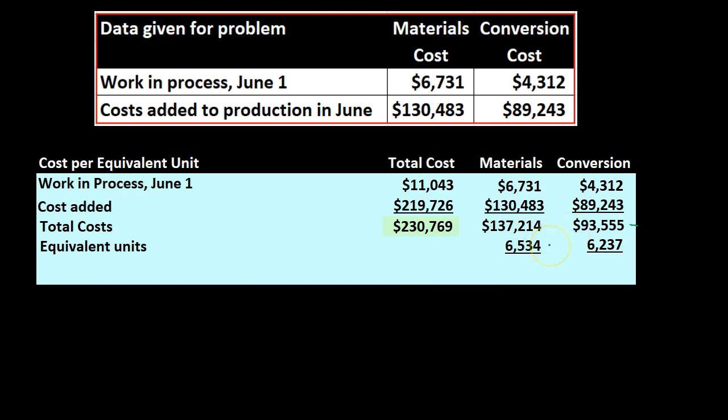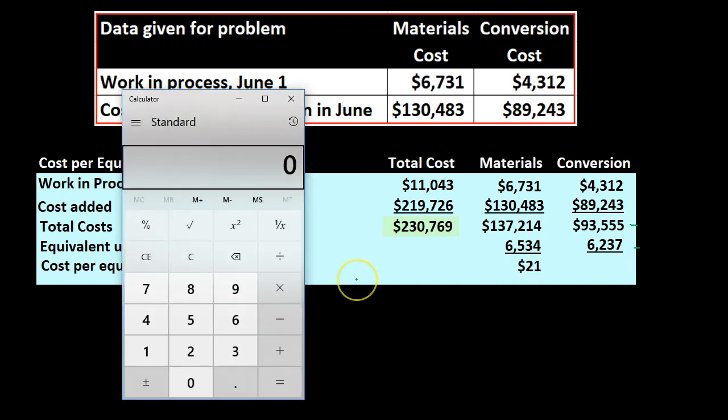Now we're going to be using these equivalent units and applying these out per equivalent units, which we will later use to apply out our costs. So we have the equivalent units. We're going to divide those out then. The cost per equivalent unit will be, with this 137,214 divided by the 6,534, gives us the $21.